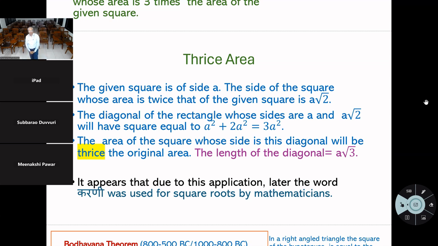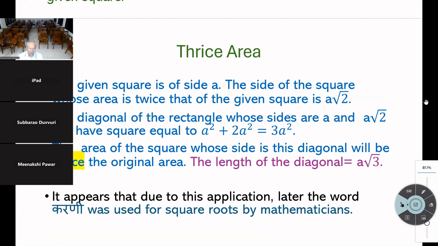See how geometry was developed in those times, and they were using it for application. And now here only one remark: it appears that Dvikarani means to make 2 times, in some sense. 3 times you make it. So that Karani was used for square roots by mathematicians later. So Dvikarani means root of 2, Trikarani means root of 3, like that. So for surds, the word Karani is used. The surds are studied. Please note that surds were also given by Indian mathematicians.